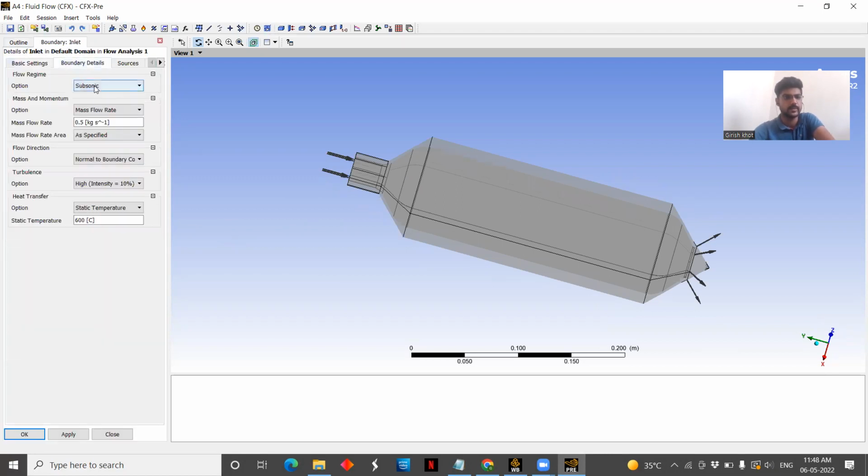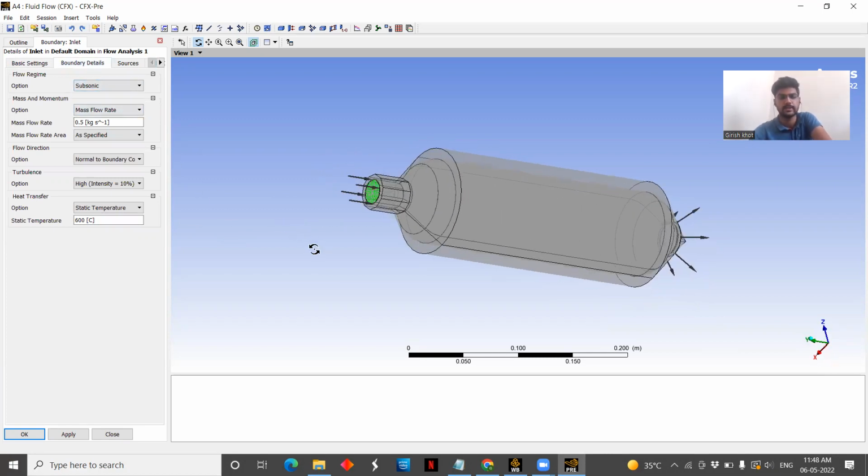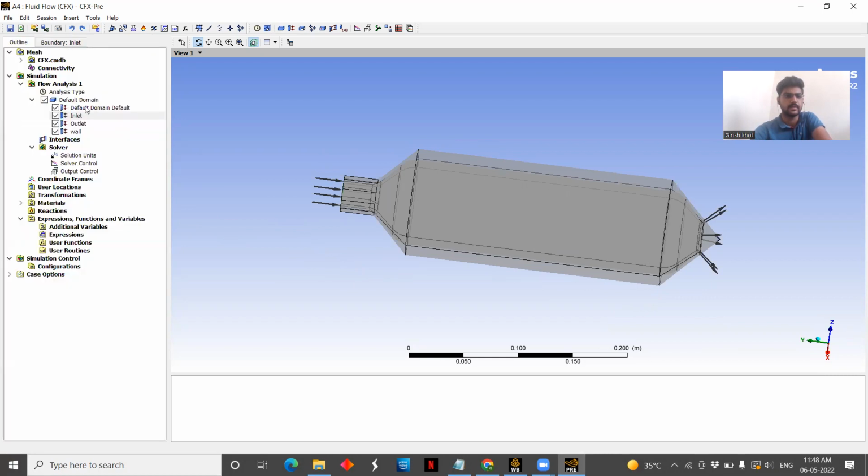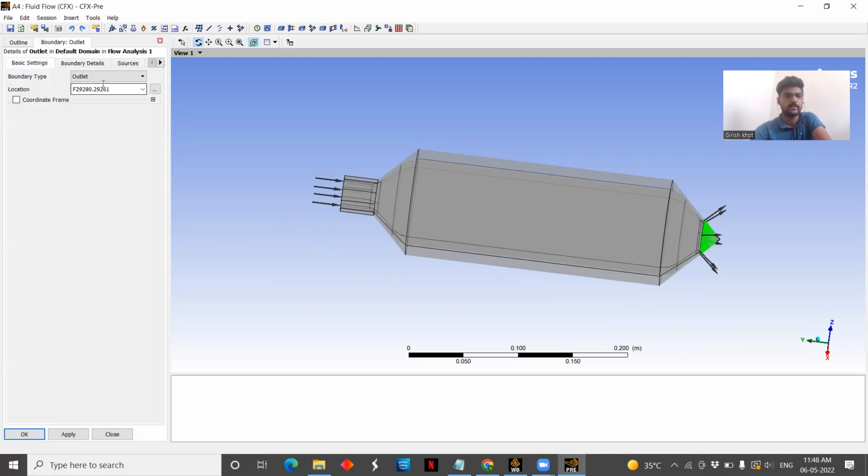In the boundary details, you can see it's subsonic. I have given a mass flow rate, and through referring to a few research papers, I found that the mass flow rate for the exhaust manifold is 0.5 kg per second. So the mass flow rate is assigned to the inlet of the exhaust manifold. Then for the outlet, the only boundary condition is that it's open to atmosphere.